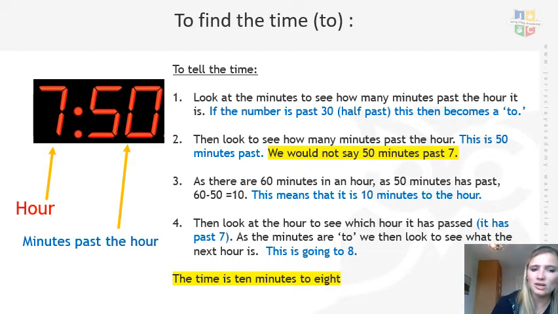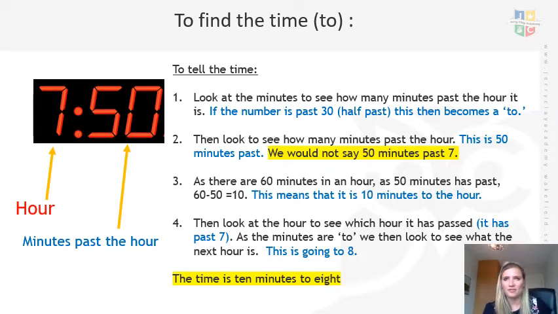Okay, so if we have a look at this one, we can see that there are 50 minutes that have passed 7. However, we wouldn't say, oh well, it's 50 minutes past 7. We would try and simplify that to say what time it is to the next hour.